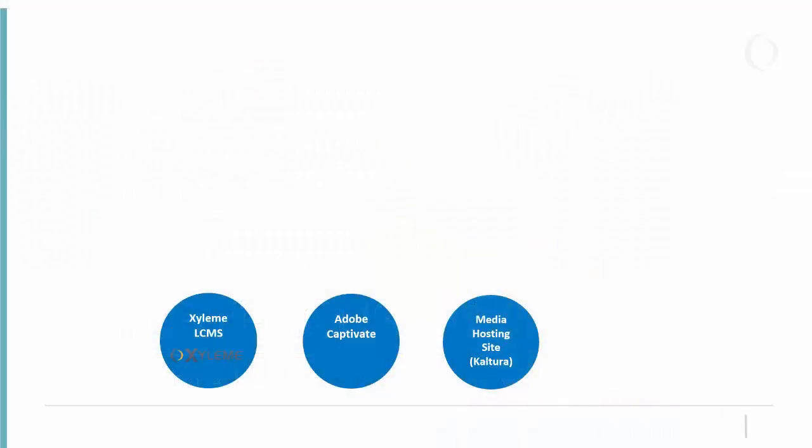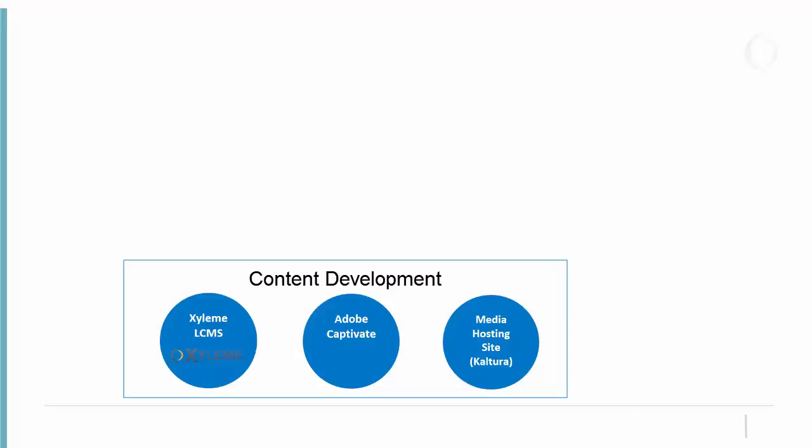To provide you a visual representation of how these things work together, what you're looking at here in these blue bubbles are the primary systems or platforms that we use to develop and curate our learning content. Primarily Xyleme LCMS. We also use Adobe Captivate for some e-learning, and we have a media hosting site, which is Kaltura, where we house video and media content for delivery and other learning experiences.